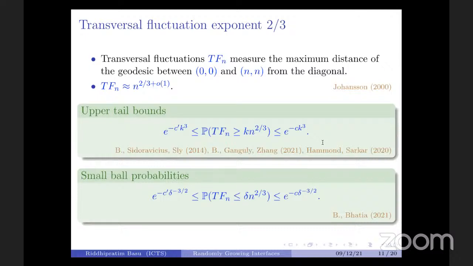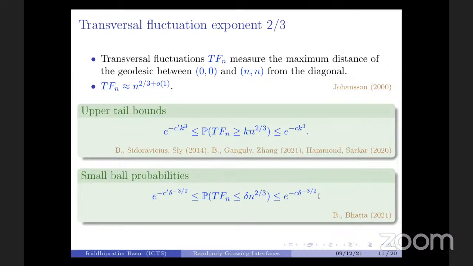And in the other direction, one can also study the small ball probabilities: the probability that the transversal fluctuation is much smaller than the typical value, n to the 2/3. In this work with my former master student Manan Bhatia, we showed that the small ball probability, the probability that the transversal fluctuation is less than or equal to some small constant delta times n to the 2/3, decays like e to the minus delta to the minus 3/2.